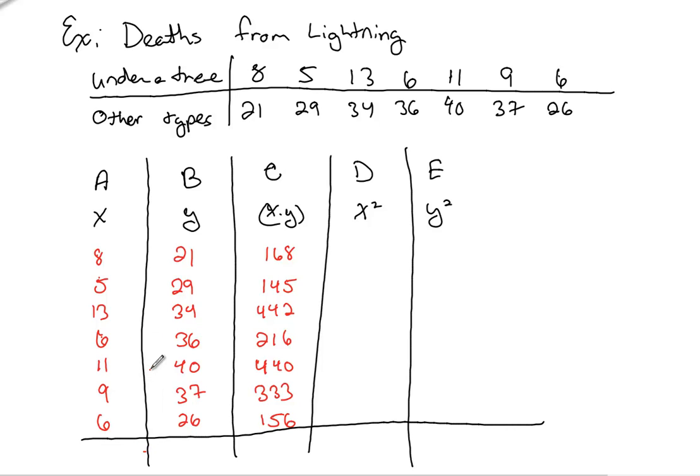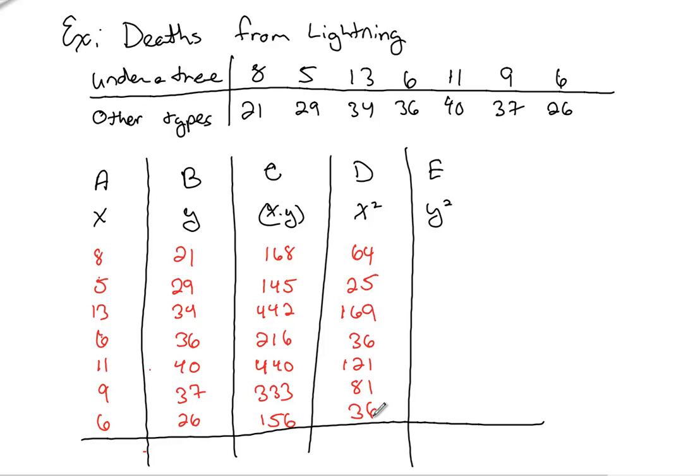Column D is x squared. So I'm going to take 8 times 8, which is going to give me 64. I'll take 5 times 5, which is 25. 13 times 13 is 169. 6 times 6 is 36. 11 times 11 is 121. 9 times 9 is 81. And 6 times 6 is 36.